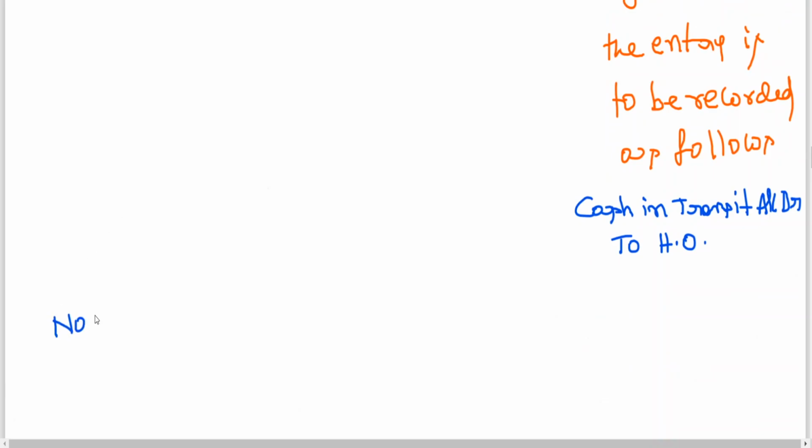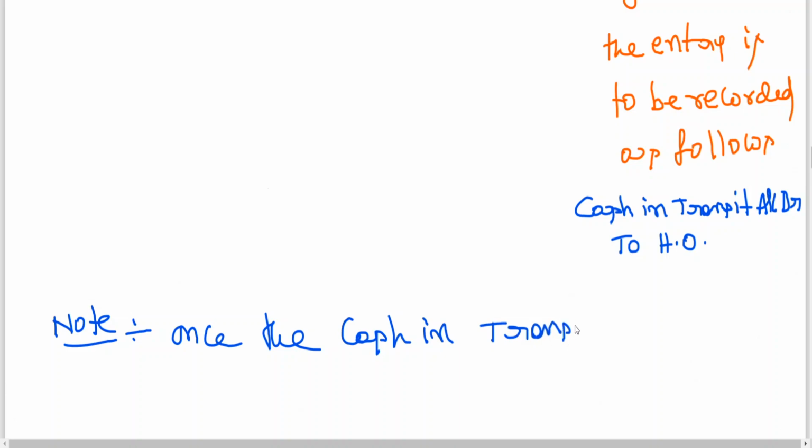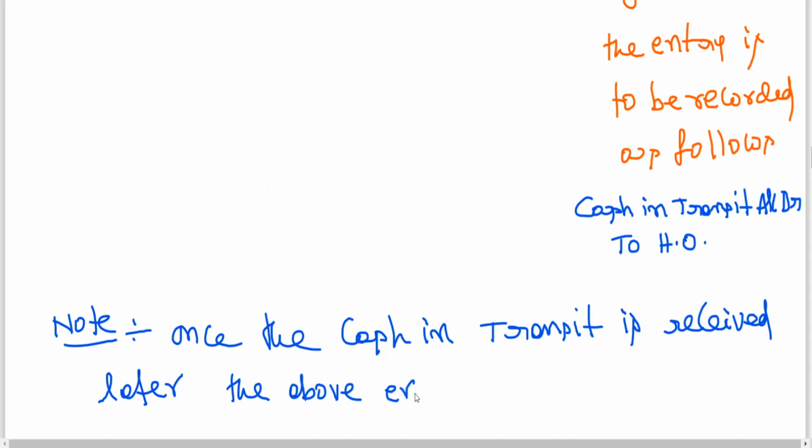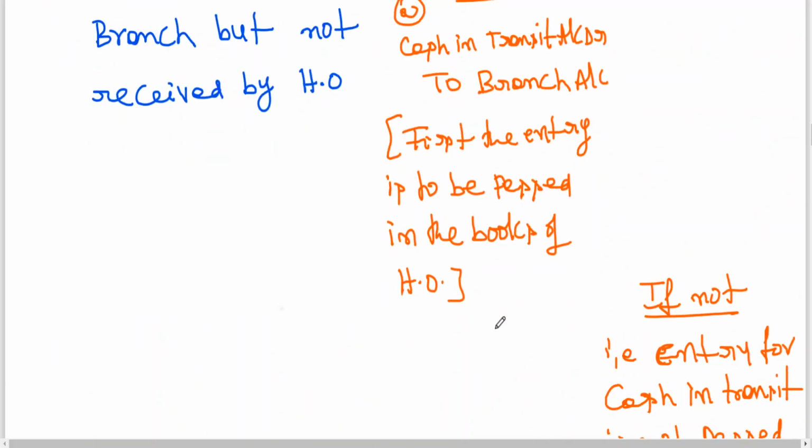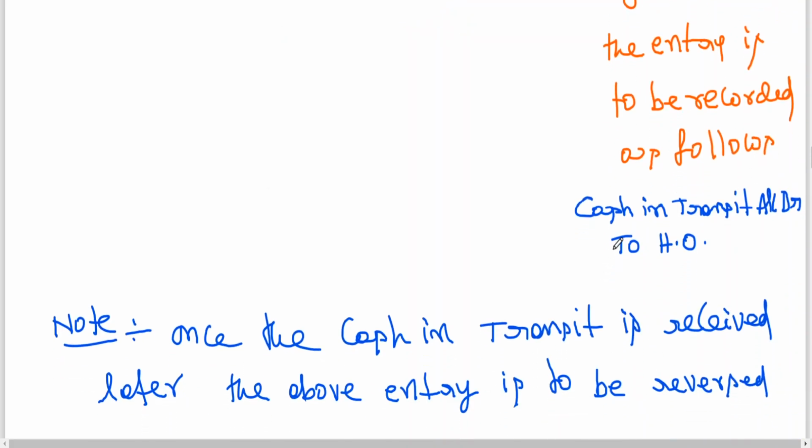Note: once the cash in transit is received later, the above entry is to be reversed. That means if you have written the entry in the books of head office, branch to cash in transit. If you have written the entry in the books of head office, you write head office to cash in transit. Okay. Then the 11th one.